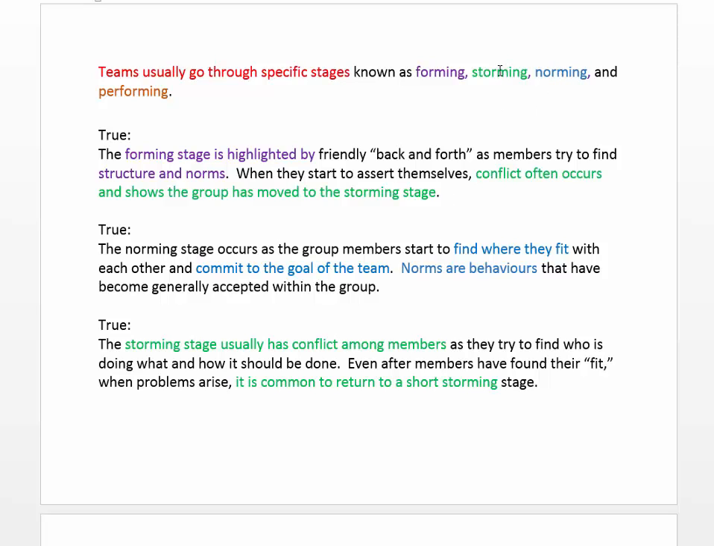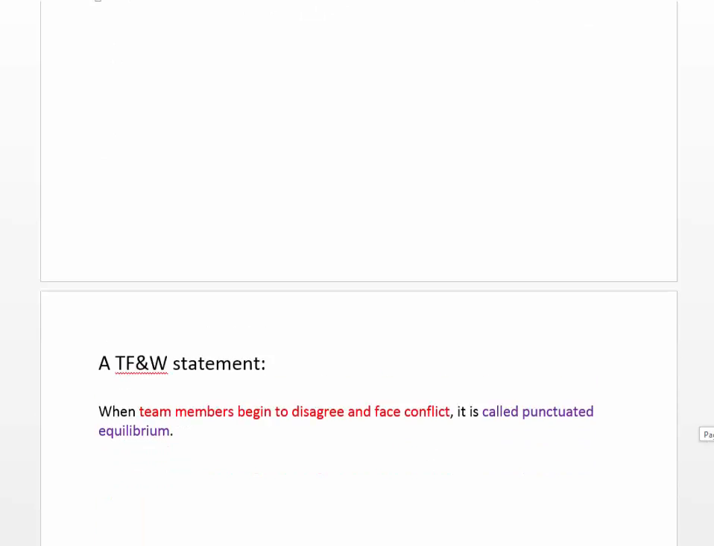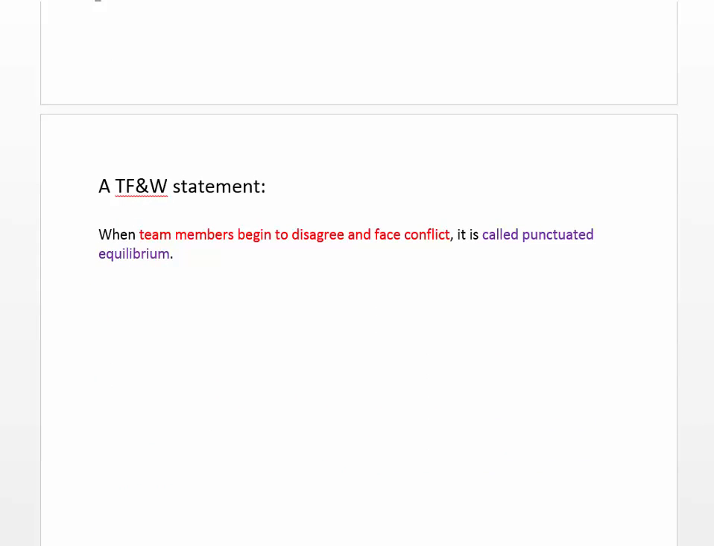And now here for the last one, I'm going to concentrate on storming. The storming stage usually has conflict among members, and on. Then it goes down here. It is common to return to a short storming stage. So I've made 2 points about just storming. So you can see there's lots of options on how to answer. One more example. When team members begin to disagree and face conflict, it is called punctuated equilibrium. The 2 parts: when team members begin to disagree and face conflict, it's called punctuated equilibrium. So those are the 2 parts.